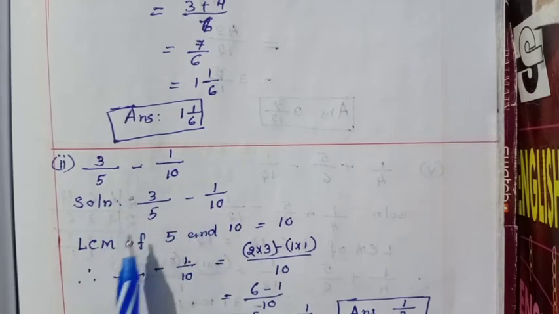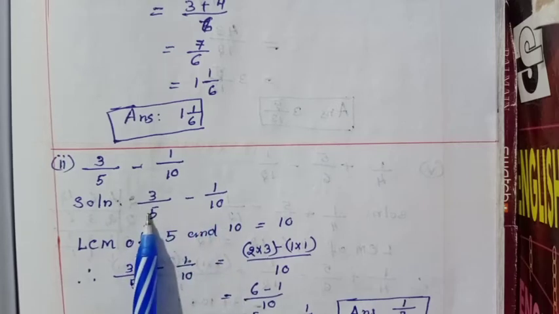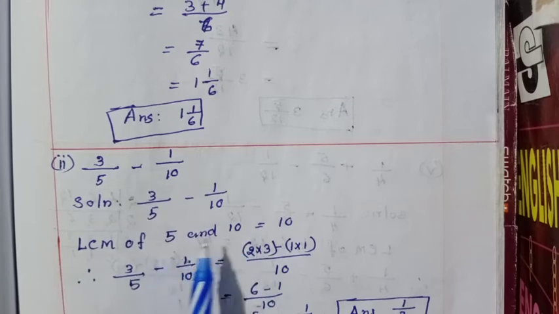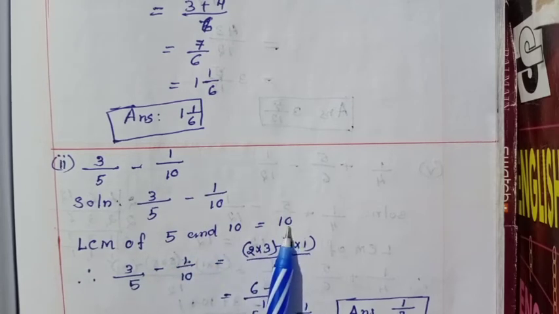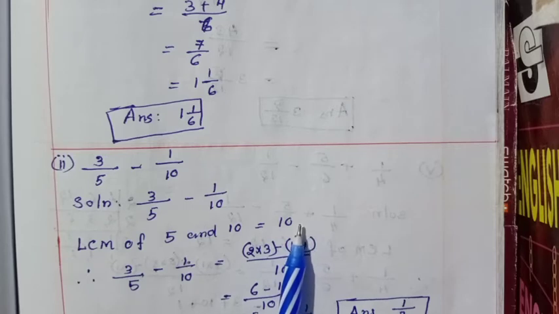So both the denominators are not equal, so first we have to find out the LCM of 5 and 10. And 10 is the multiple of 5, therefore LCM will be 10. Another example, 8 and 16. LCM will be 16 because 16 is the multiple of 8. Or 15 and 60. 60 is the LCM because 60 is the multiple of 15. So 10 as the LCM.